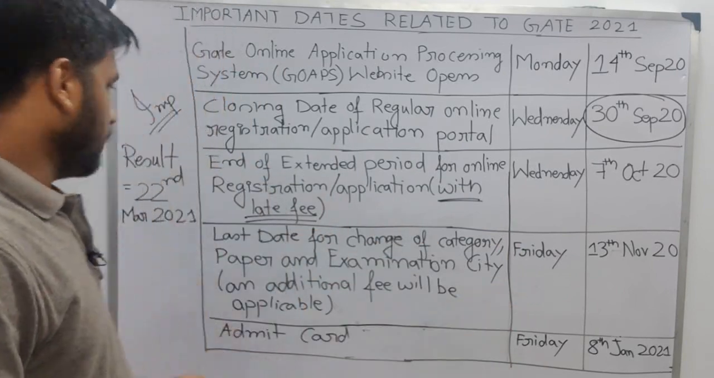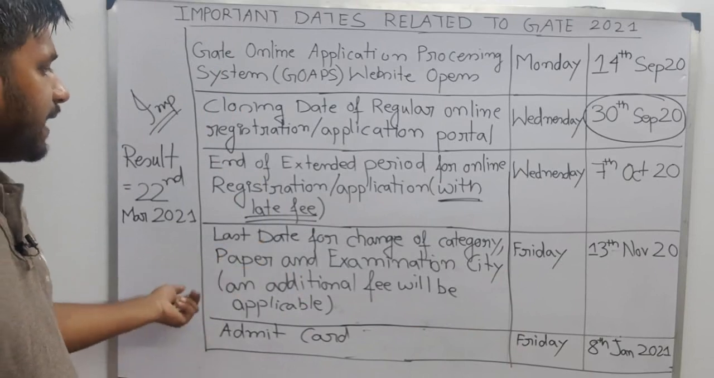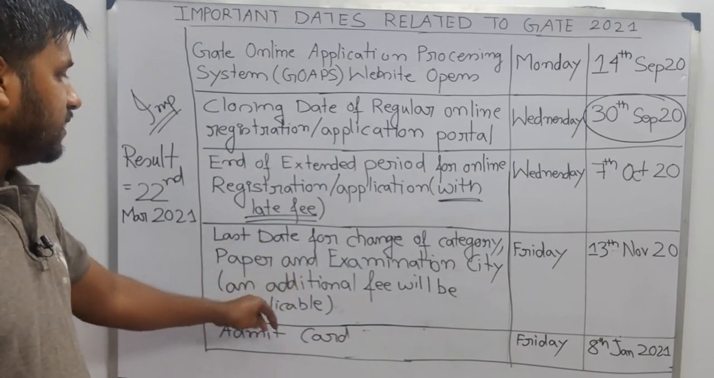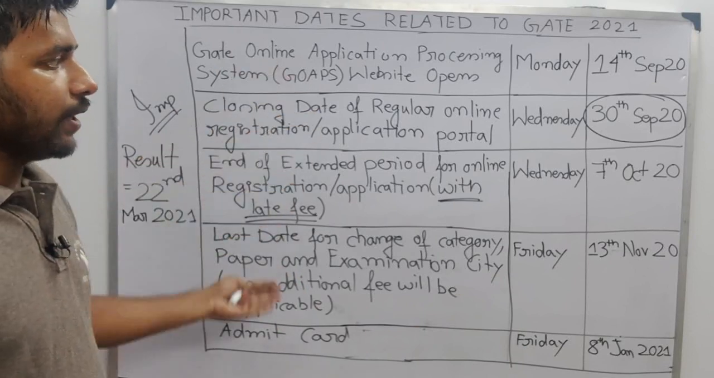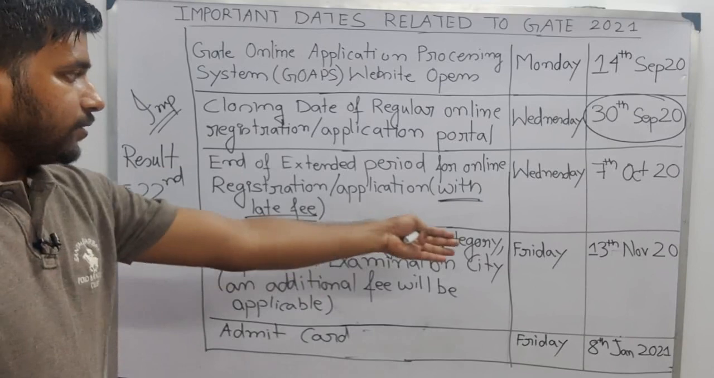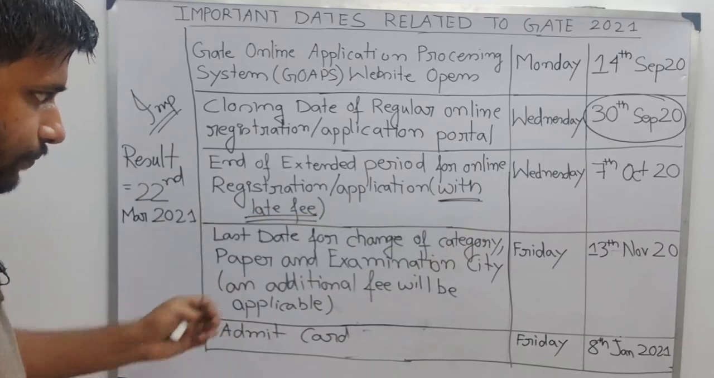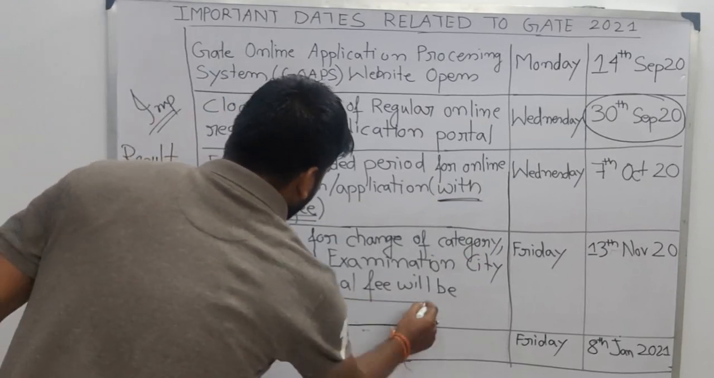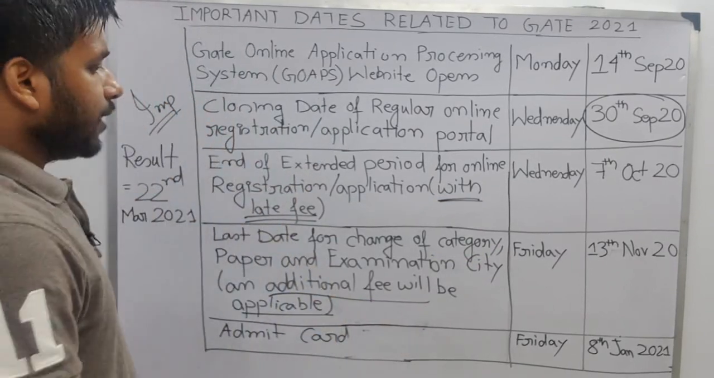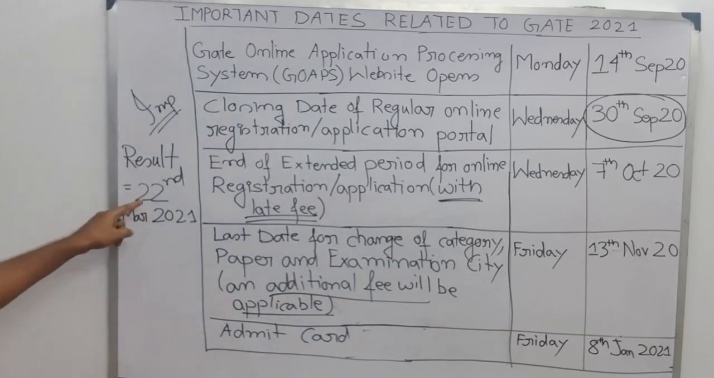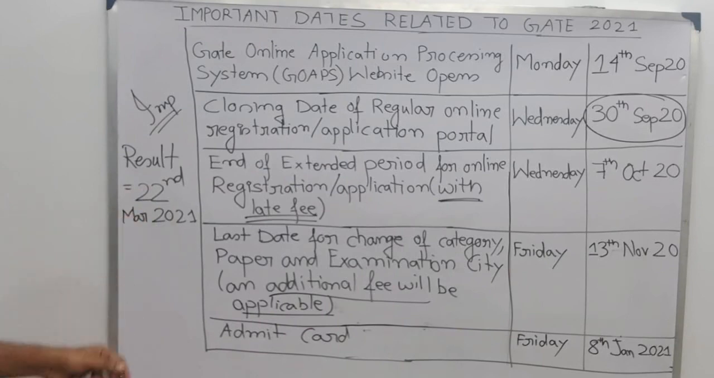Okay. Now, last date for change of category, paper, examination center. So if after filling, you again want to change, then the last date for that is 13th November 2020. Here also you have to give an additional fee. Okay. So admit card you will get on 8th January and result you are going to get on 22 March 2021.